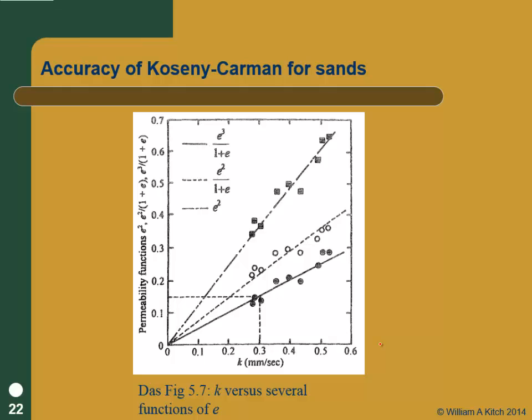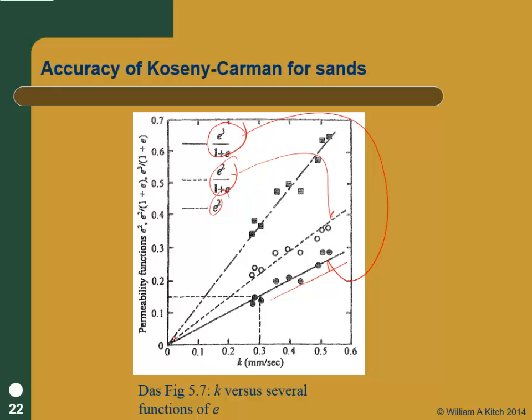So here are some plots. This figure came from a figure out of Das of hydraulic conductivity for some different soils at different void ratios. And he's plotted them versus e cubed over 1 plus e, that's this one. So these are all the same data. The second one, he's plotted them versus e squared over 1 plus e, and the third time just as e squared.